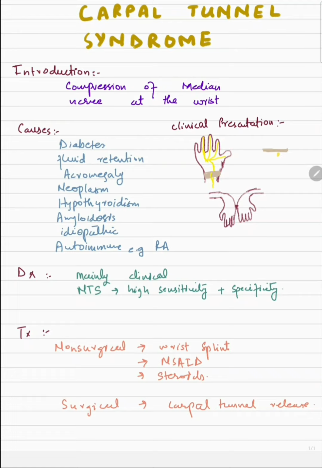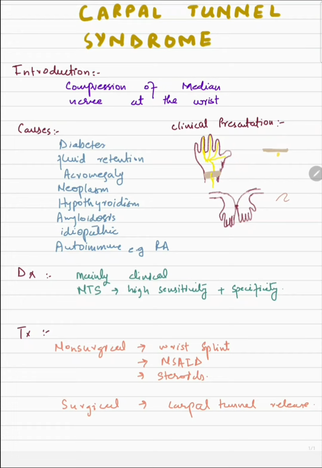This is the palmar aspect of these fingers, and the area over the thenar eminence will be spared. The reason for that is that the superficial cutaneous palmar branch of the median nerve runs above the transverse carpal ligament, and so it is not compressed. So that's an important thing to be aware of.